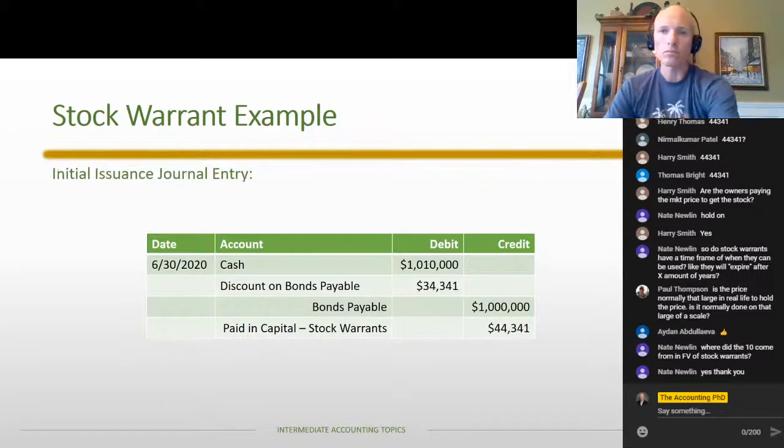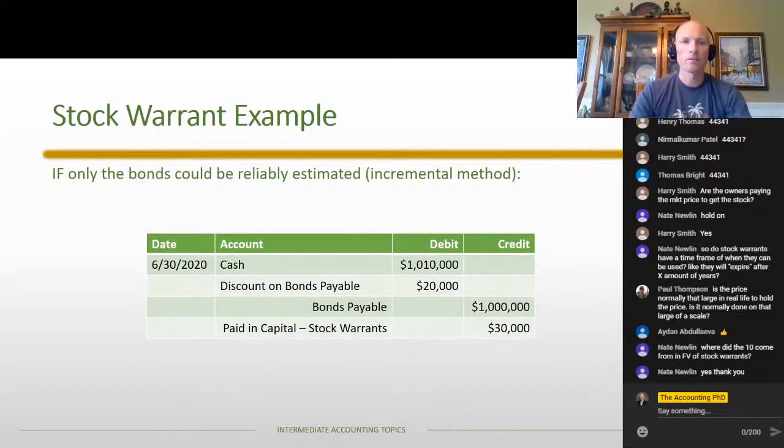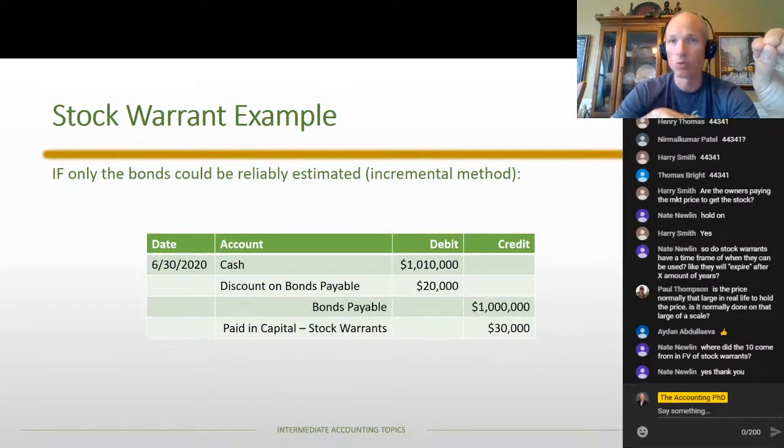Now, very quickly, just as an FYI, if the company could only have reliably estimated the bonds, which means that the 98% was reliable, but the $4.50 was not, then the journal entry would have looked different. We would have allocated $980,000 to the bonds and any remaining amount to the stock warrants. That's called the incremental method. Here the bonds are the only reliable estimate, so we allocate $980,000 to the bonds and the remaining $30,000 to the stock warrants.